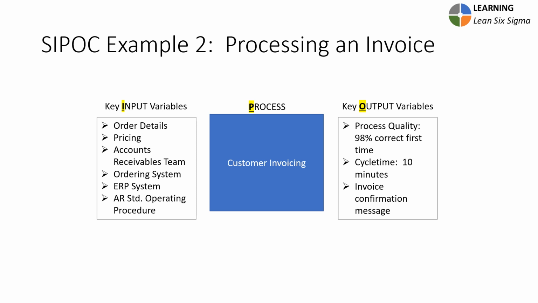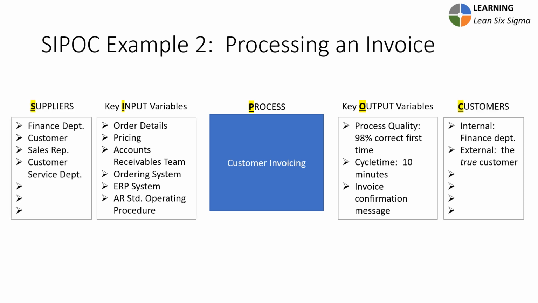Cycle time might be another item. Maybe the average invoice should take 10 minutes, but maybe today the average invoice takes 15 or 20. So I would want to capture those output variables, the target and the actual current state, to explain what's happening today. And I may get some type of confirmation message, let's say.